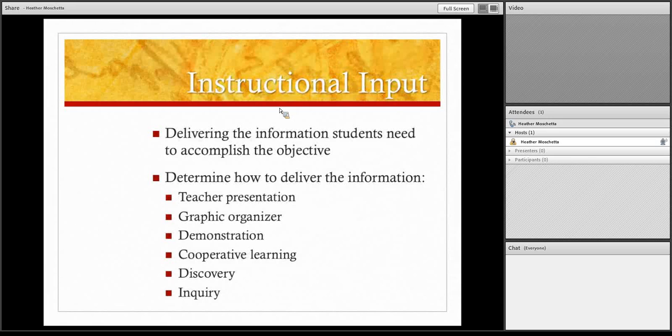It could be through a presentation with questions to keep the students involved. Students could complete a graphic organizer as you are delivering information. You could do some kind of a demonstration with student input or have the students demonstrate. You could do cooperative learning activities or discovery and inquiry, all of which are very, very student-centered.